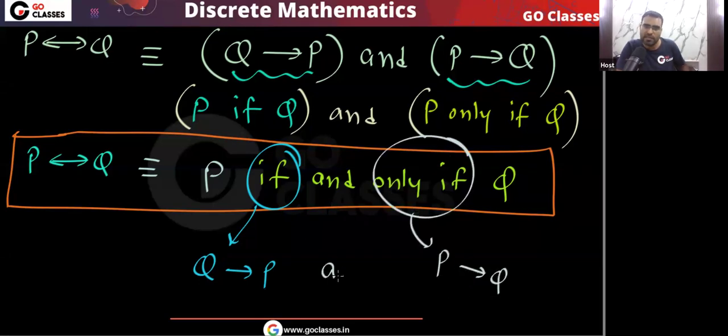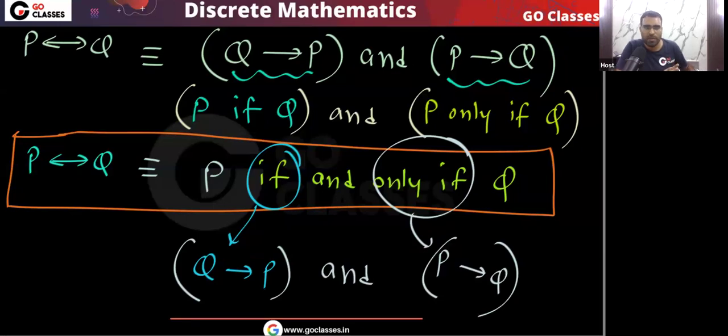Okay, and there is "and" here. This and this. Is this clear? Please tell me, did you understand? Remember, "if" means Q implies P, "only if" means P implies Q, and there is "and" here. So that's it. Very simple.